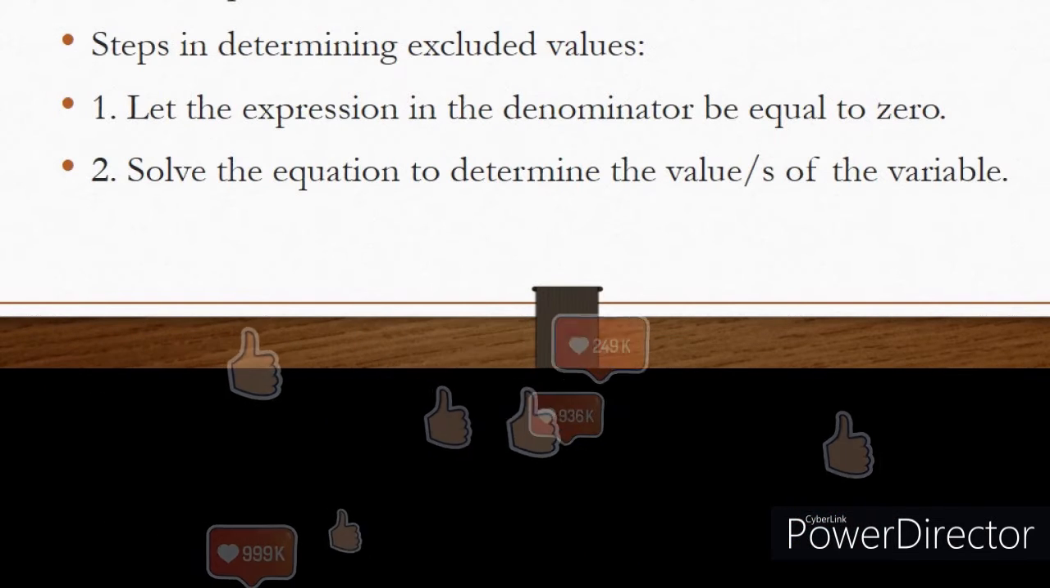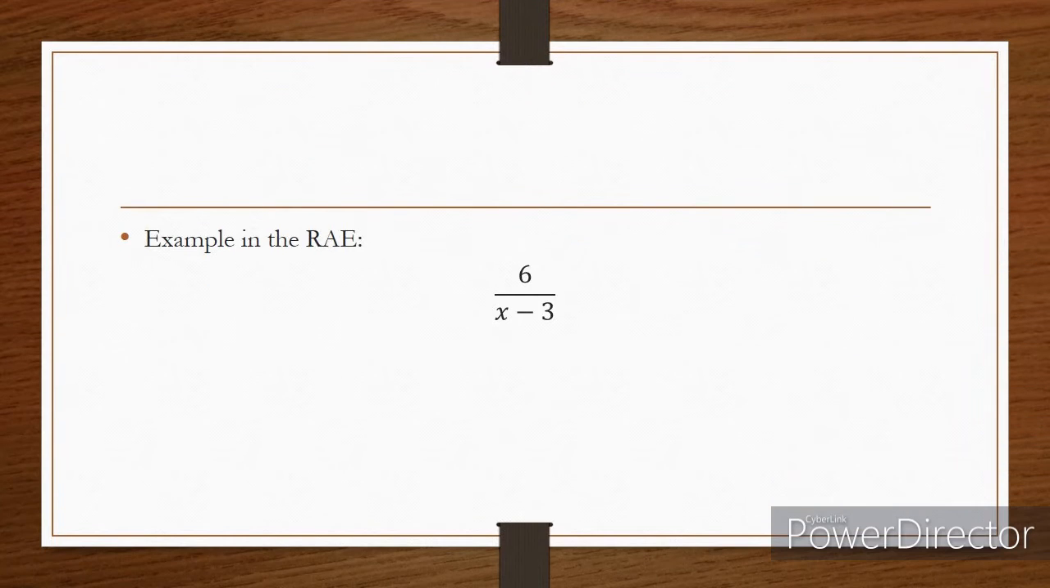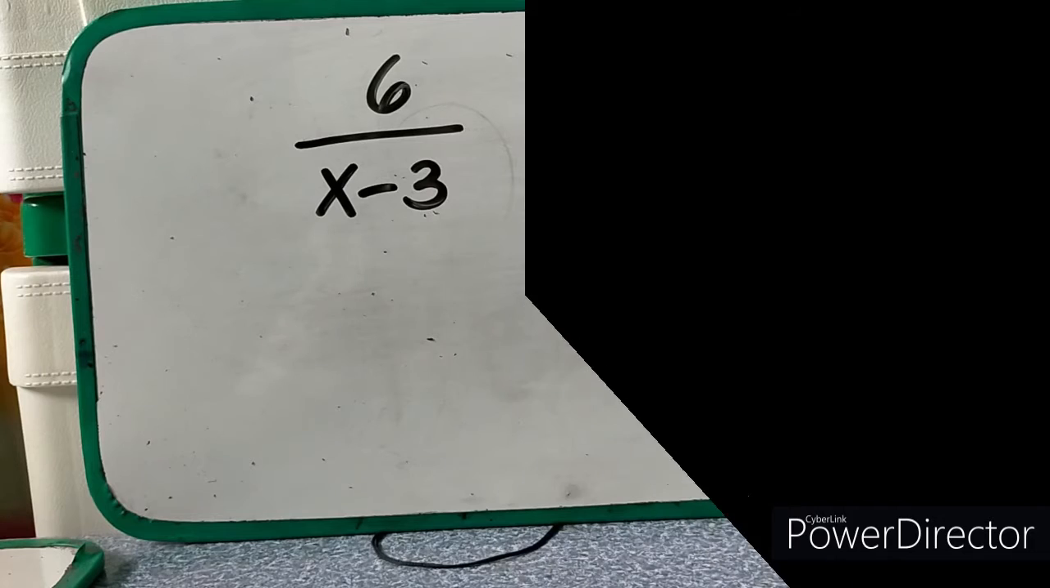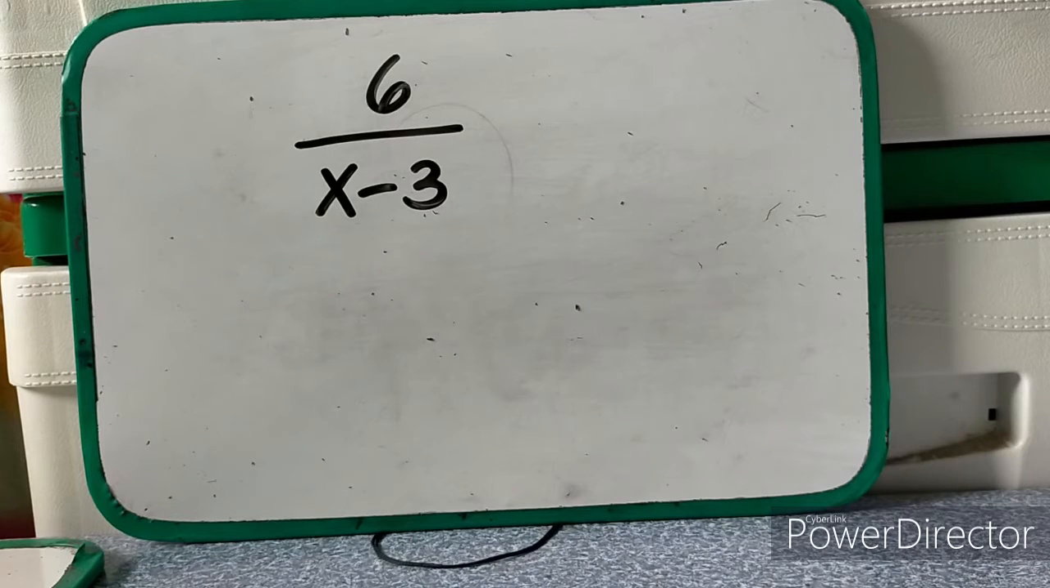Para mas malinaw, let's have our example. 6 over x minus 3. So, yan ay example ng rational algebraic expression. Correct. Now, ano kaya ang excluded values? Or yung value na kapag sinubstitute natin dyan, yan ay magiging hindi na example ng RAE. Now, let's try. So, for example, 6 over x minus 3.